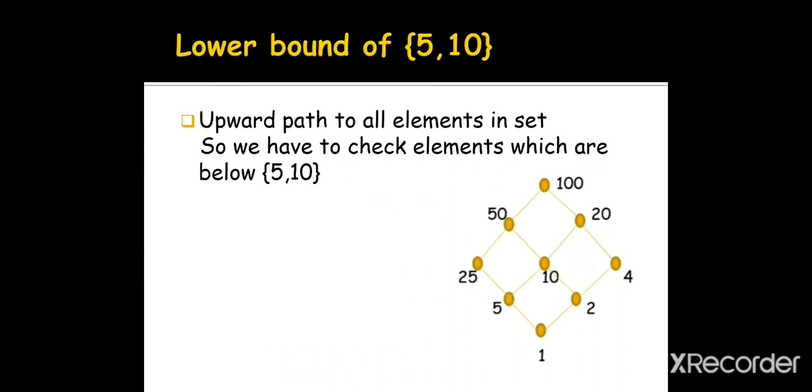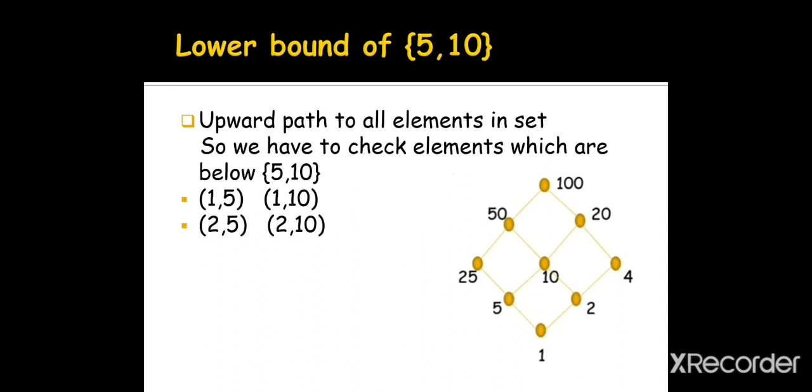Now we will find the lower bound of 5 and 10. Lower bound means an upward path to all elements in the set. So we have to check the elements which are below 5 and 10. The elements below 5 and 10 are 1, 2 and 5 itself. So we will check firstly 1. There is a bond between 1 and 5, and there is a transitive relation between 1 and 10. So 1 is a lower bound.